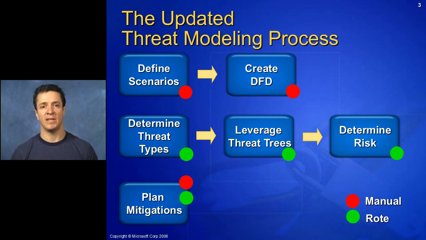And finally, there's planning the actual mitigations themselves. Like how do you fix this? It's partly an automatic process and partly a manual process. The high-level techniques that you use are automatic, but the actual technologies that you use to mitigate the threats are very much up to you, and obviously that becomes a manual process.